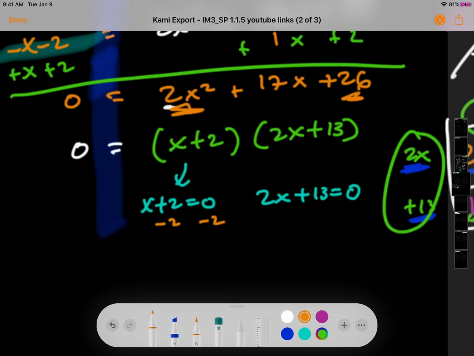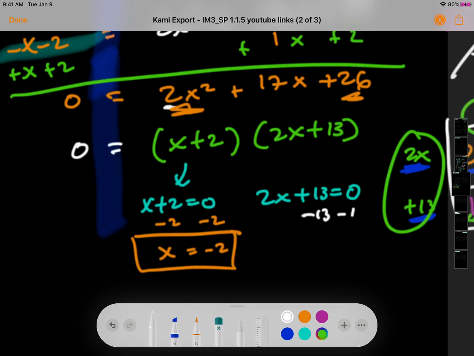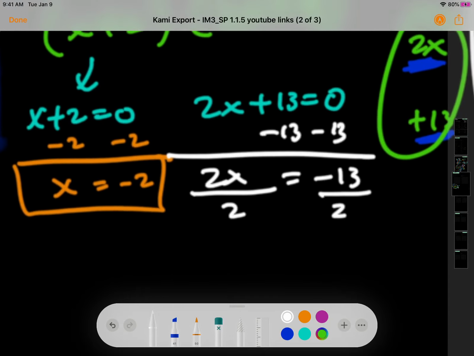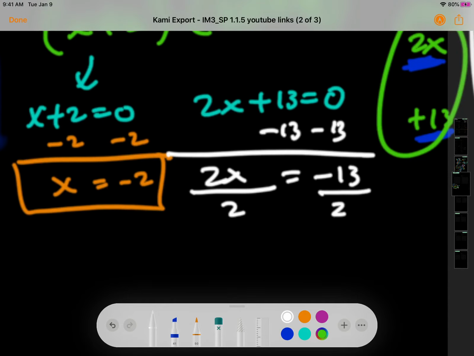I get x equals negative 2, and over here I'm going to subtract 13. 2x equals negative 13, and divide by 2, you're going to get x equals negative 13 over 2, or 2 goes into 13, negative 6.5 times, right?